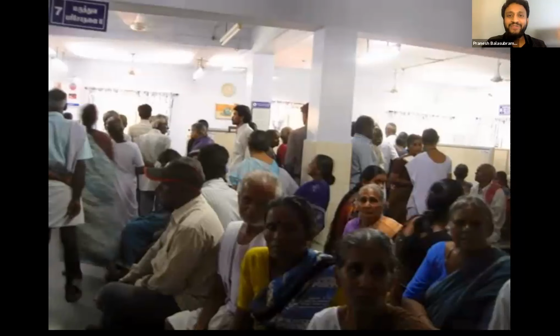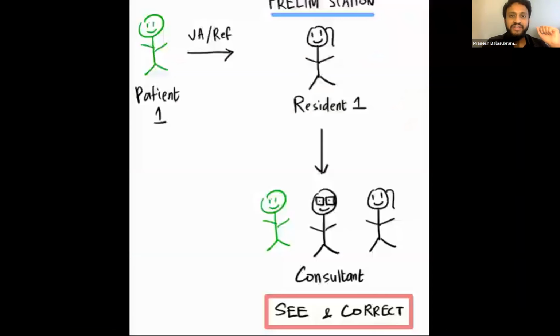So do you think you can teach when you are supposed to see 60 patients per day? It's humanly impossible. But we try to make some strategies. How can we give a learning experience for the junior learners? The first strategy is this. It's called see and correct.